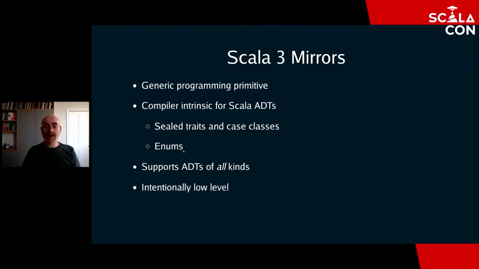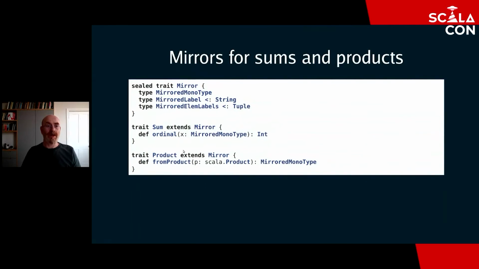They support algebraic data types of all kinds. Now, when I say kind here, I mean kind in the type theoretic sense, and we'll see how that is quite a significant extension in capabilities over what has previously been possible in Scala 2 with Shapeless 2. And as I mentioned before, these things are intentionally very, very low level. So let's see what a mirror looks like.